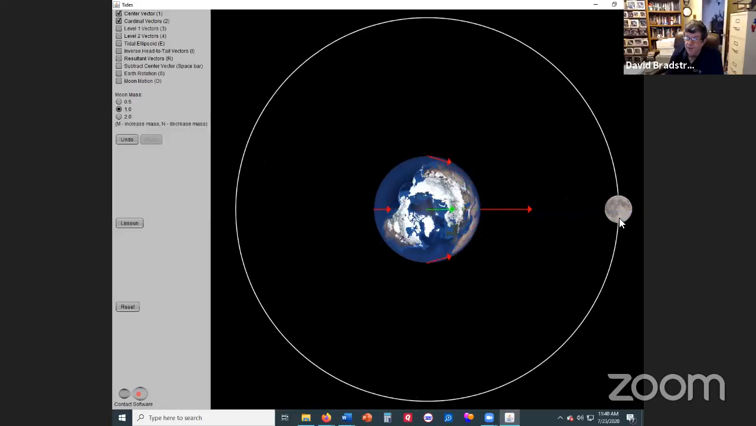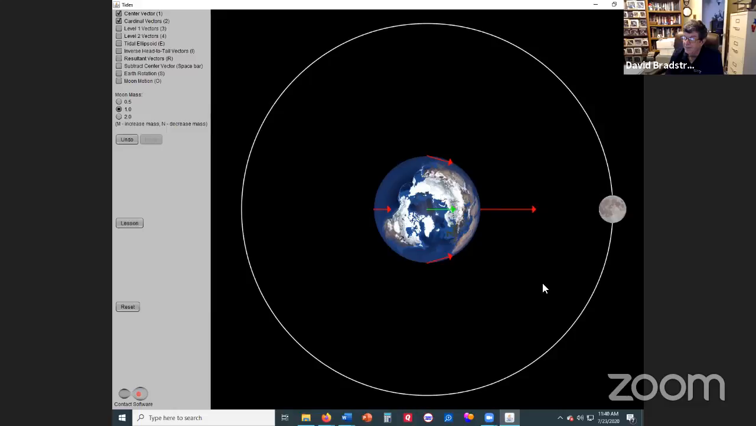Or smaller if I draw it. So far, so good? Okay. Now we're ready to explain tides. What the Earth experiences, what the Earth feels because of the gravitational tug of the moon.